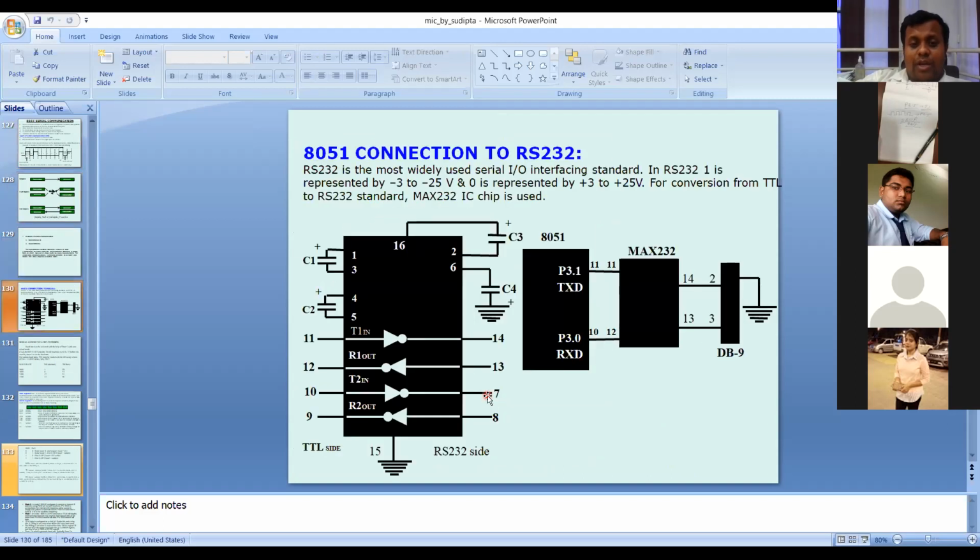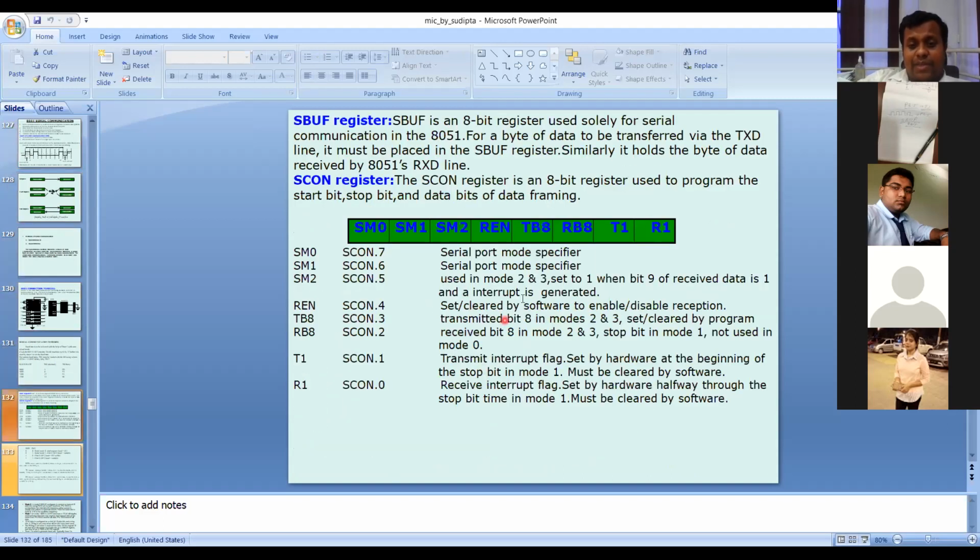It will be stored in TB8 and RB8. TB8 is for the transmission end and RB8 is for the reception end, right? Yes, sir. Next is REN. Full form is receive enable.